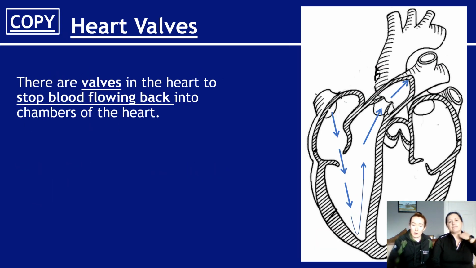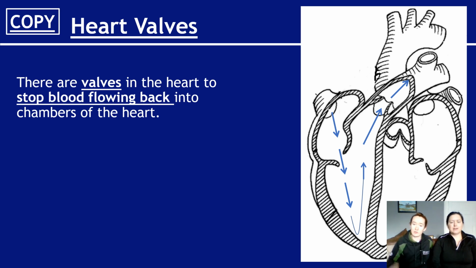In terms of valves in the heart, now valves, we've talked about veins having valves. The heart also has valves, and it's for the exact same purpose. It is to prevent the backflow of blood. So once you have blood come out of your right atrium into your right ventricle, you don't want it going back the way. If it goes back the way, it is bad, and there's a lot of health issues that come with this.